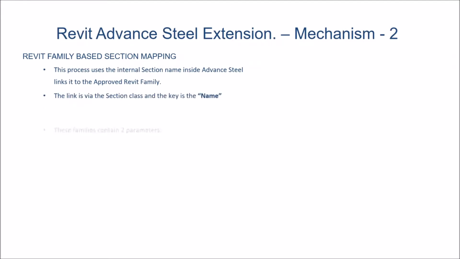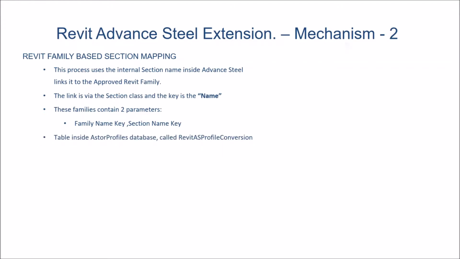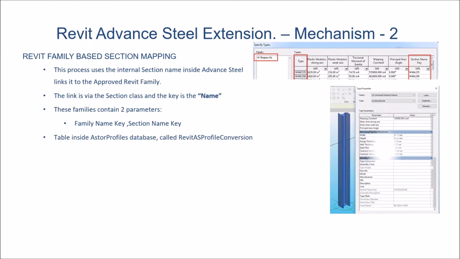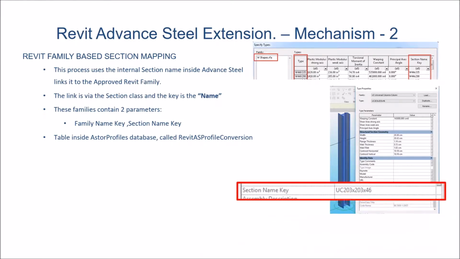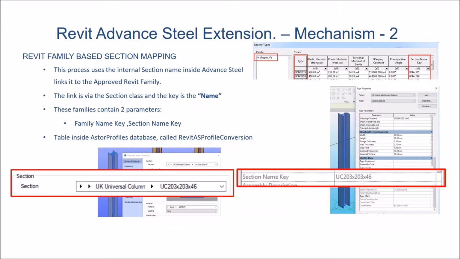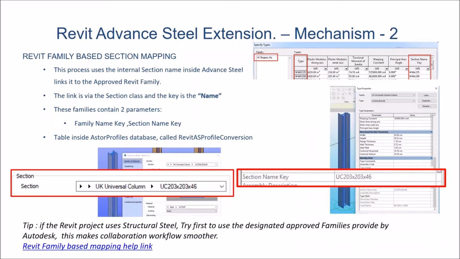So I'm calling this mechanism 2. I had to title it something, and this came in a couple of years ago now. This is where inside Revit there is a section name key that's actually used in the family structure. That section name key equates to the section name under Advanced Steel. So this is what we're calling it inside Advanced Steel, and it is mapped basically across to Revit. So this comes with the approved families from Autodesk.